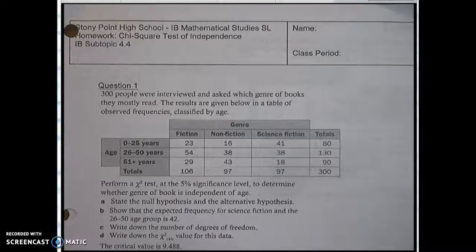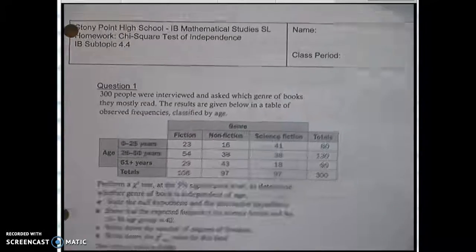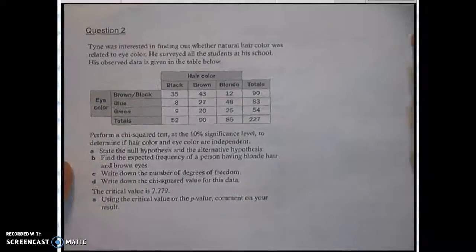Hey all, I'm going to talk about conducting the chi-square test of independence with the assistance of a calculator today. So we'll see how many of these we can get through. Let's start on number 2 here.